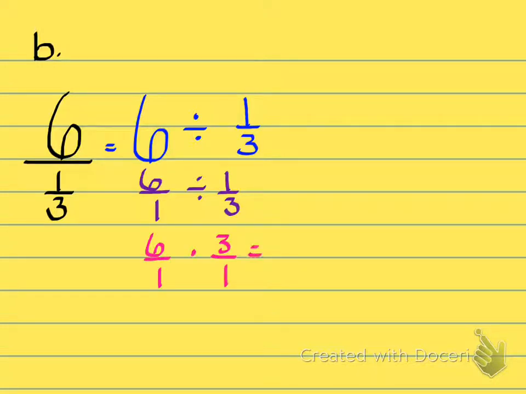And in our last step, we're going to do 6 over 1 times 3 over 1, which remember, that is your keep, flip, change. And then you are going to go ahead and finish solving. So you get 18, and then you put a box around your answer.